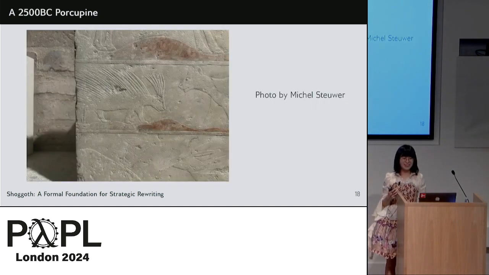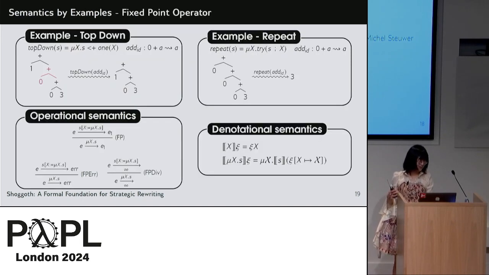And this is a POPL'24 from 2500 BC. And yes, it is very important. It helps you to define your fixed point.